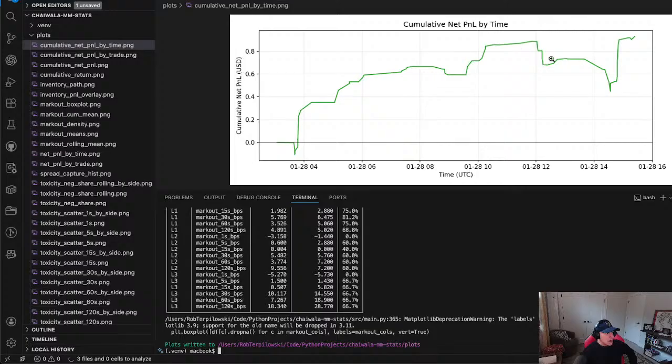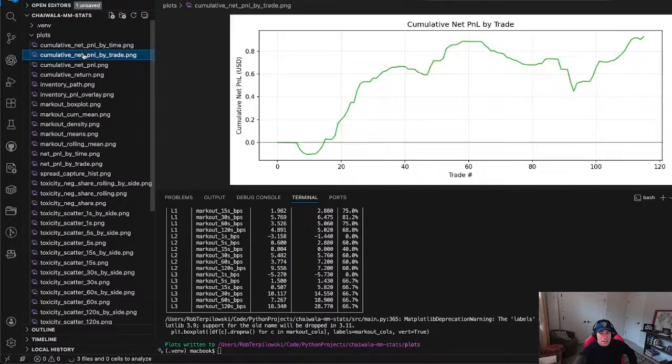P&L curve over time, it's biased to the upside. Here's the trade P&L. Now we can see here between trade 60 and roughly 90, we were actually in a downtrend before things kind of started picking up again. But we were in an uptrend also from trade like 20 to 60. So I'm going to kind of withhold judgment on this one as well, but this is looking promising.